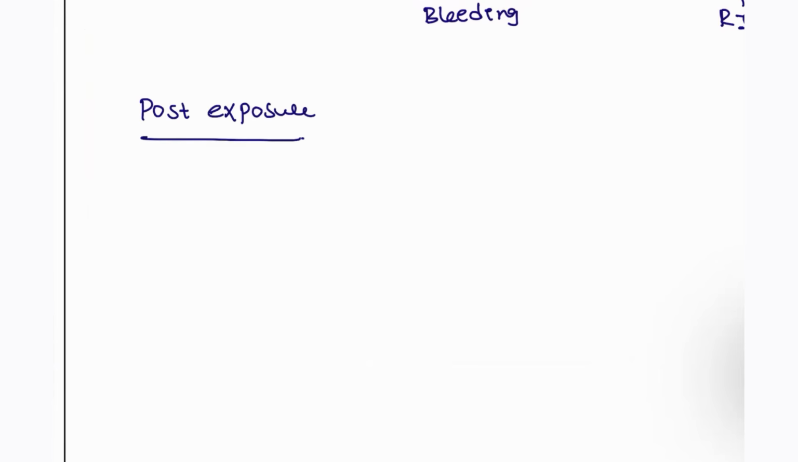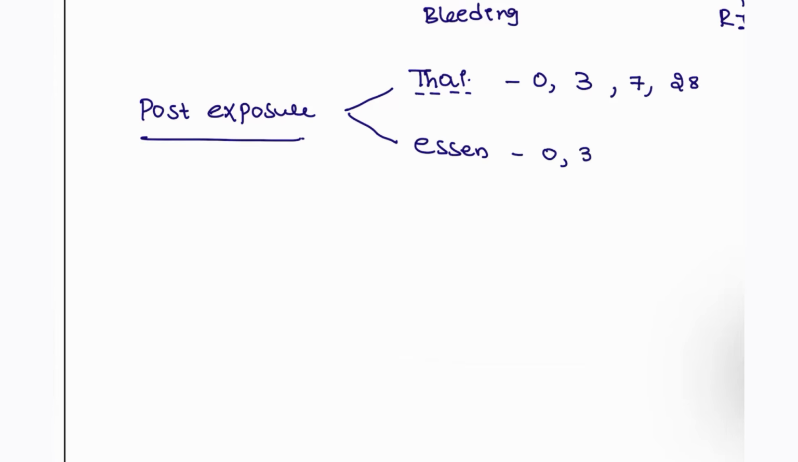Post-exposure prophylaxis is given in two types. One is the Thai regimen and the other one is the SN regimen. So the letters themselves you have to remember. Four letters for the Thai regimen: it is given on day 0, day 3, day 7, and day 28. And SN, five letters: 0, 3, 7, 14, 28.